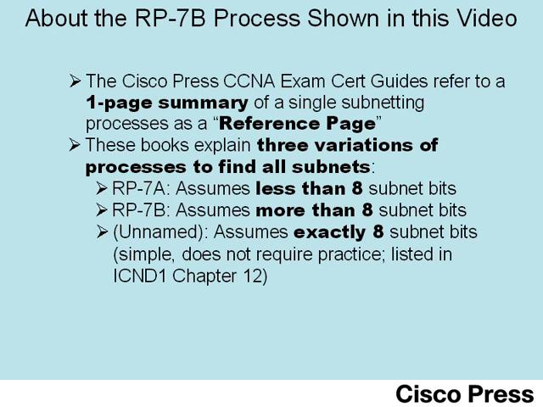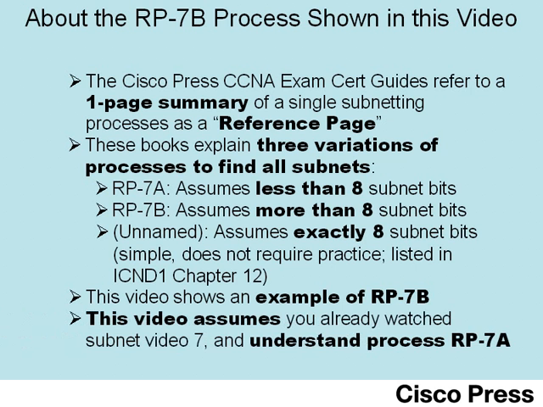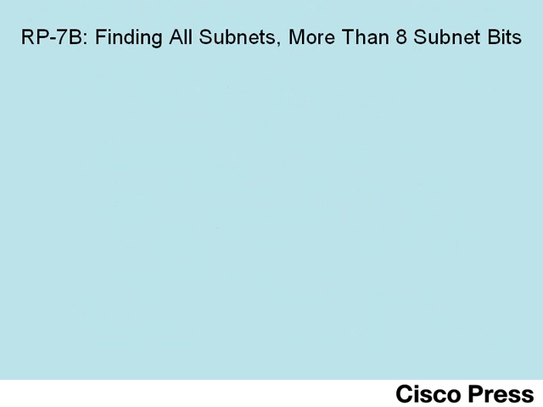There's even a third process described in the books that we didn't bother to name that assumes exactly 8 subnet bits. This video shows an example of how to use process RP7b. However, because process RP7b uses the concepts in process RP7a, this video assumes that you've already watched the video that shows the RP7a process and that you understand that process. This video is designed to show you an example of the RP7b process.